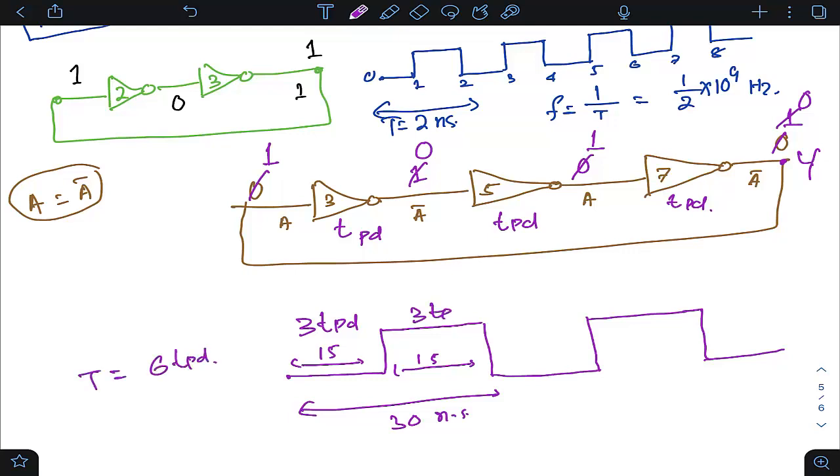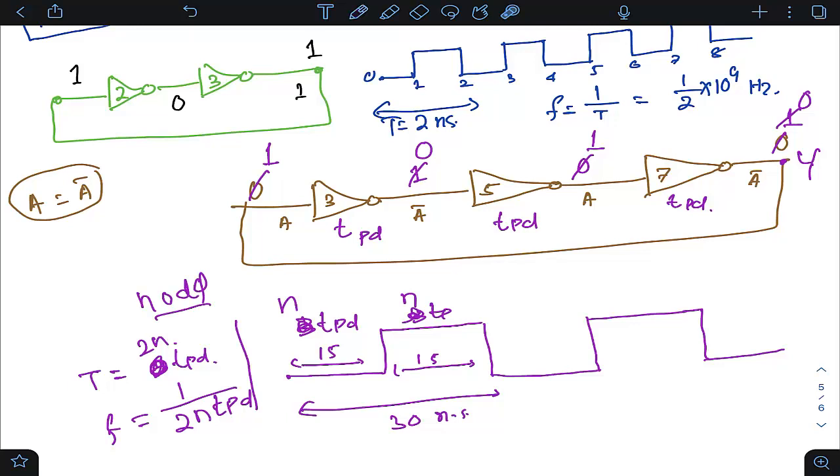6 TPD. But if you go with n number of NOT gates, then this will be n TPD, this will be n TPD. So the time period will be n plus n, 2n TPD. So if 2n TPD is the time period, then frequency will be 1 by 2n into TPD, provided the n value is odd. So n value is odd. So you see that for the three cases, I am getting this. But what do you think if I am taking one more NOT gate here?